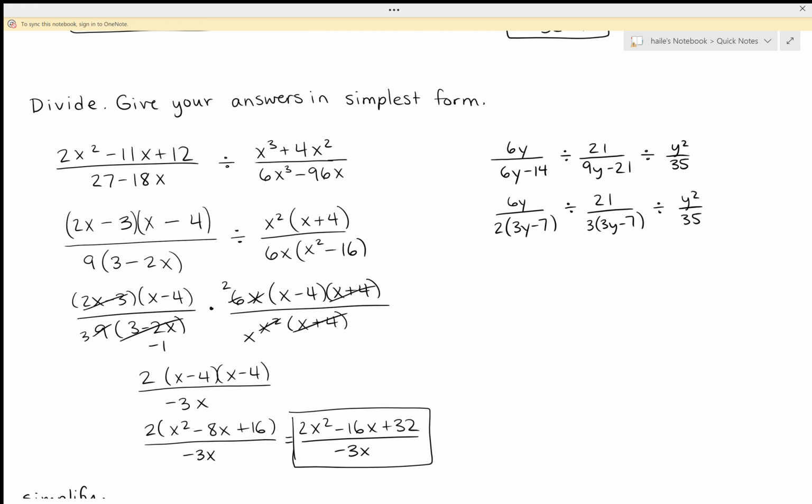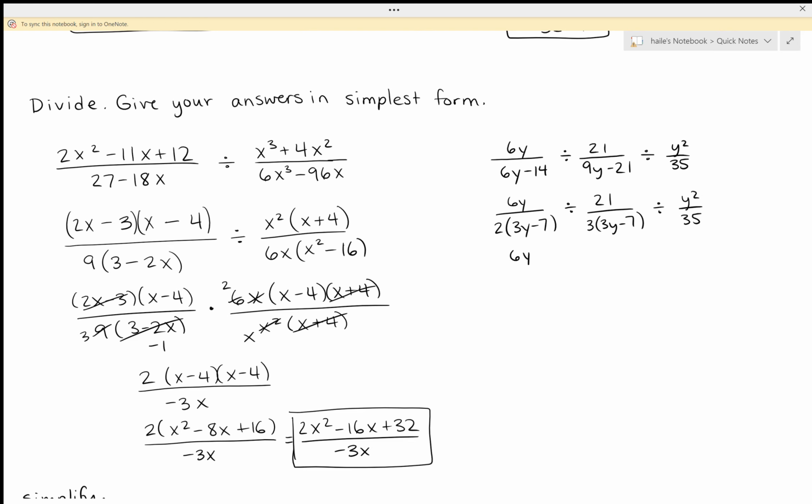Okay, so the tricky part about this is just to make sure that you do one thing at a time. So we can't divide all 3 things at once. We have to take each pair at a time. So first, I'm going to keep, change, flip the first 2 fractions.